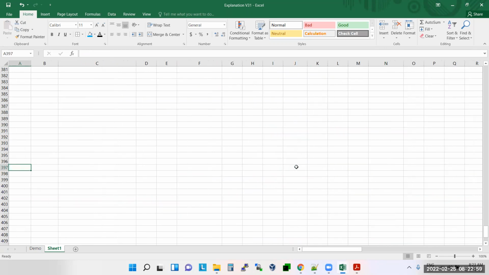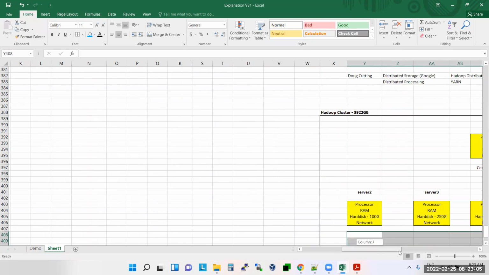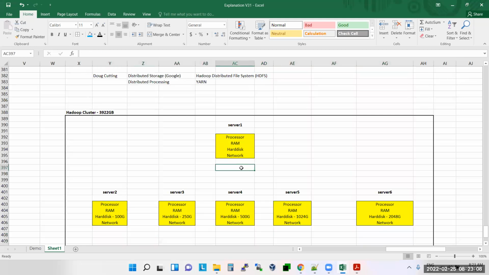When I say server, what will a server have? Normally, each server will have a processor, which means CPU, some RAM, hard disk, and network. So this is the scenario of each server: processor, RAM, hard disk, network.